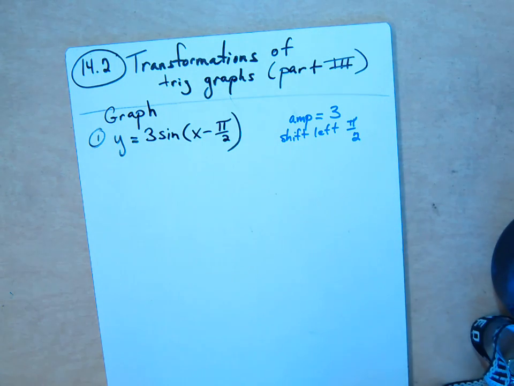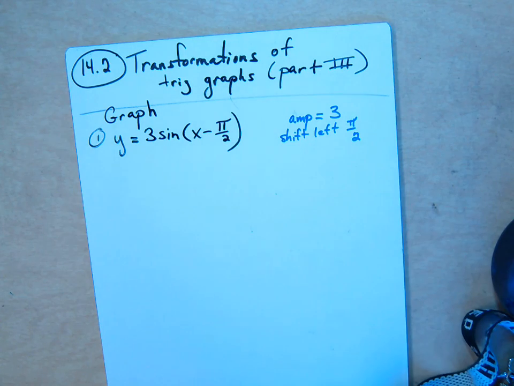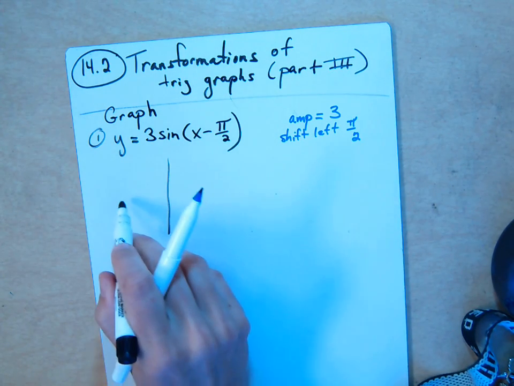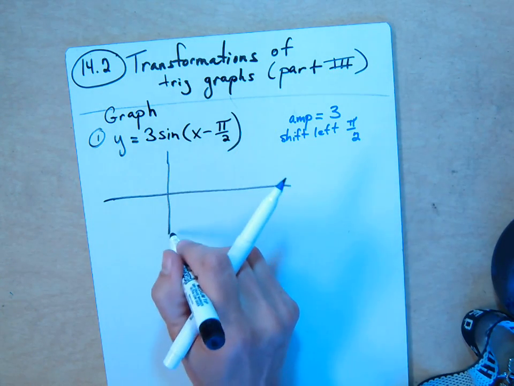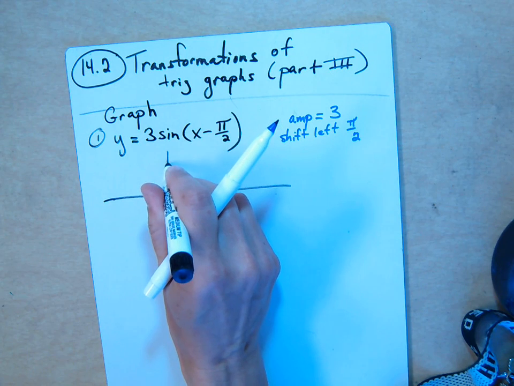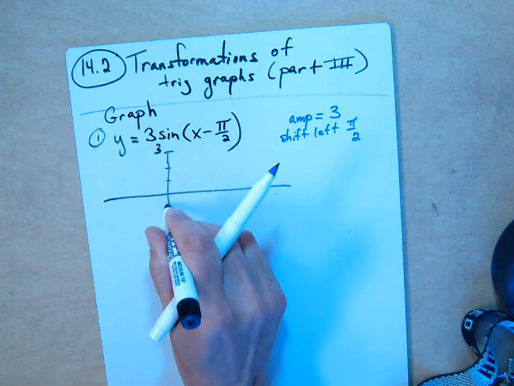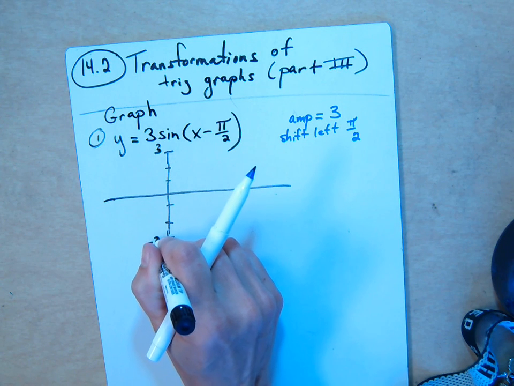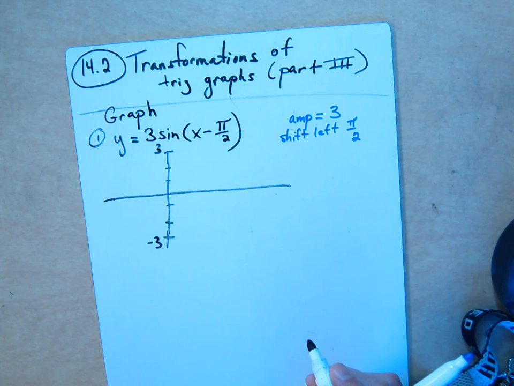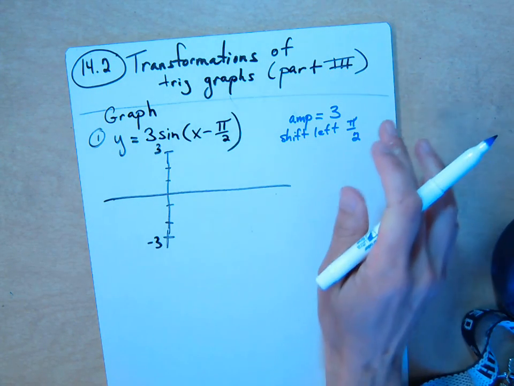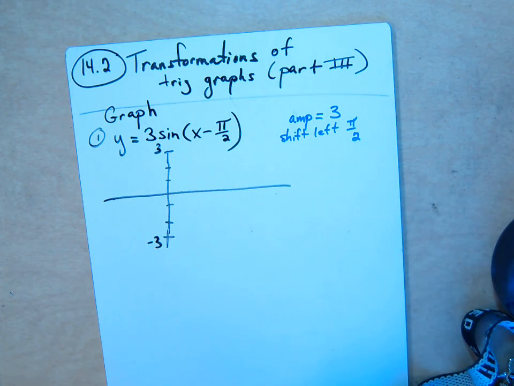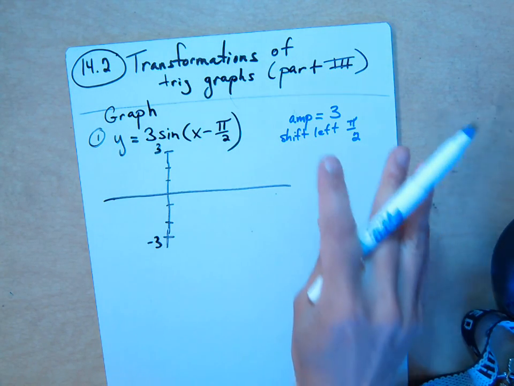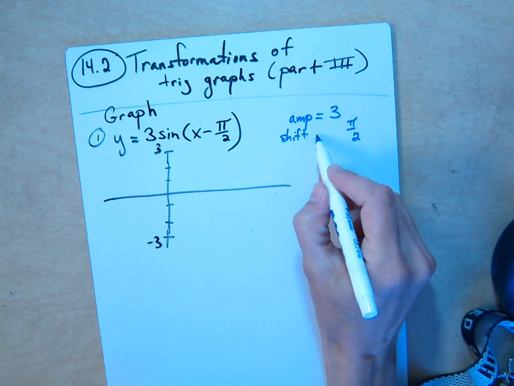So we're going to set up our axes, and we're going to leave a little more space to the left because we know we're shifting it to the left. Our highest point, instead of 1, is all the way up at 3, and our lowest point is all the way down at negative 3. And since we are shifting, it is not to the left pi over 2. It looks like left because it says x minus pi over 2, right? But it's always the opposite. So it's just to the right pi over 2.